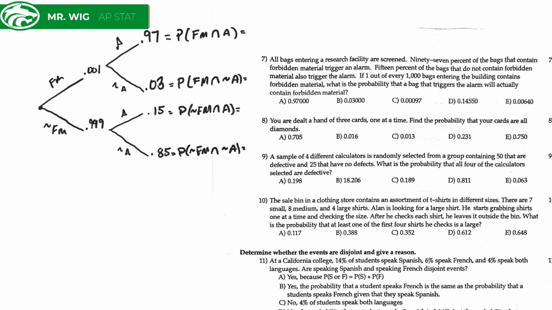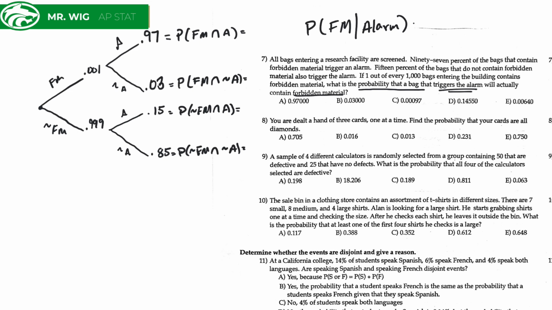So if we go back and it says, what is the probability that a bag that triggers the alarm will actually contain forbidden material? How do we write this out symbolically? The probability of what? Given that what? The probability of forbidden material in the bag, given that it triggers the alarm. Given that the alarm's going off. That's what that last sentence says. Assuming the alarm is going off, what percentage of the time does it actually have forbidden material in the bag?